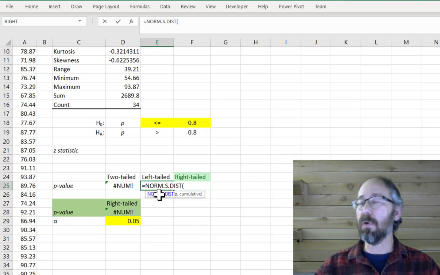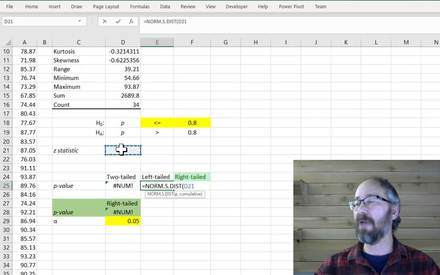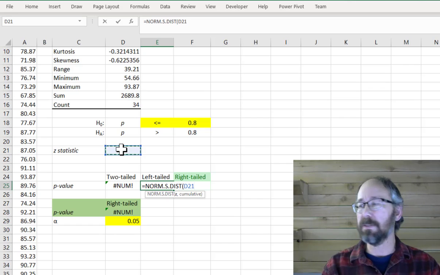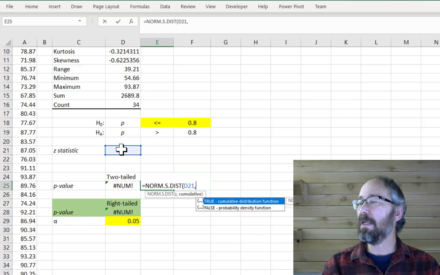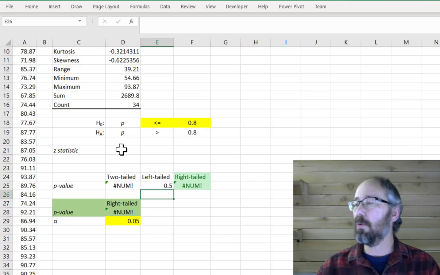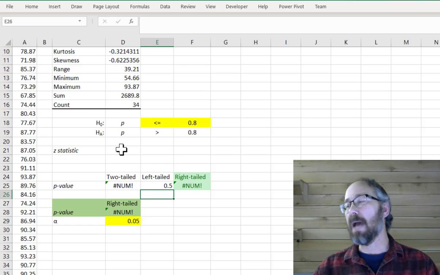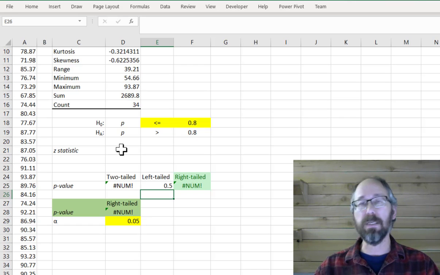And for our z, we're going to include the z value that we have here. Now, we haven't entered that yet, but we'll get to that part. And then it's going to be cumulative. So we'll have some value in there. Now, it's essentially interpreting that z as 0, so it gives us a value.